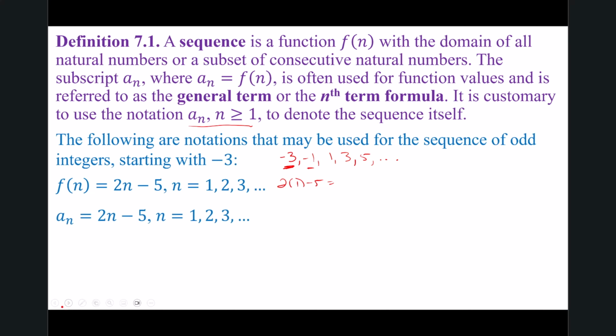We could also write this with the a sub n notation. So a sub n equals 2n minus 5, n equals 1, 2, 3, etc. Another notation would be this with the curly brackets. So we have 2n minus 5. We start with n is 1, and we go forever. So it goes from n equals 1 to infinity. Or just 2n minus 5, and then it's implied that we're starting with term 1 and going on.